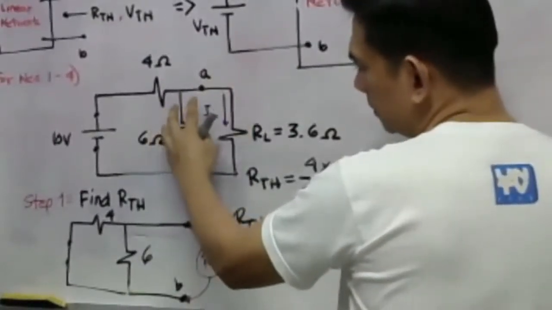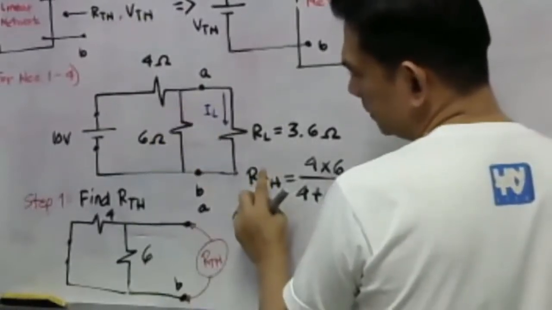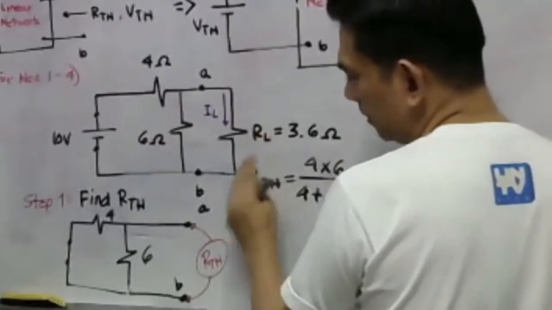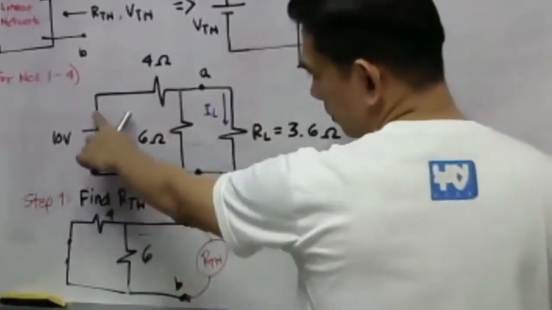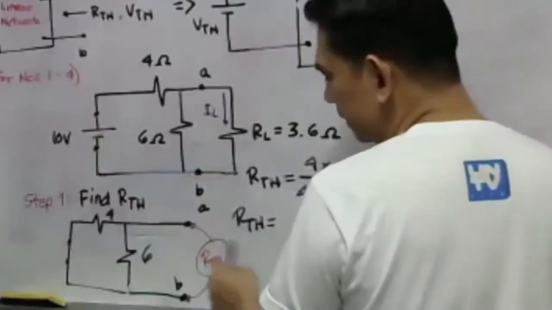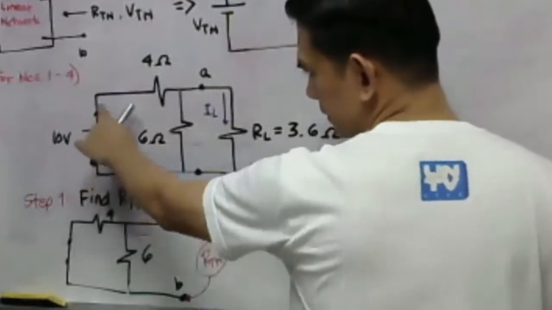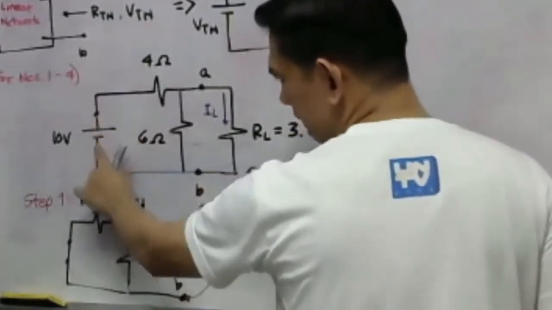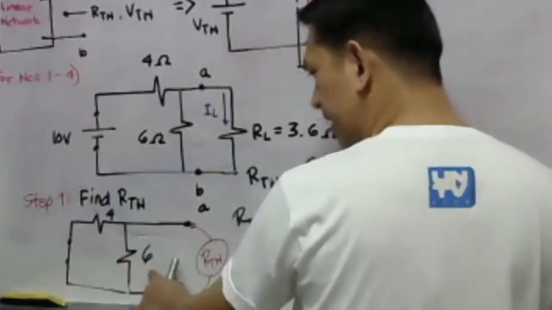As shown here, the 4 ohm and the 6 ohm resistance will now be in parallel because this is the given, again, for our late viewers. Actually here, we are asked to find our IL by using the Thevenin's Theorem. If you are getting the Thevenin's resistance, we have to short circuit the 10 volt source. Once we short circuit the 10 volt source, the 4 ohm will become parallel with the 6 ohm.